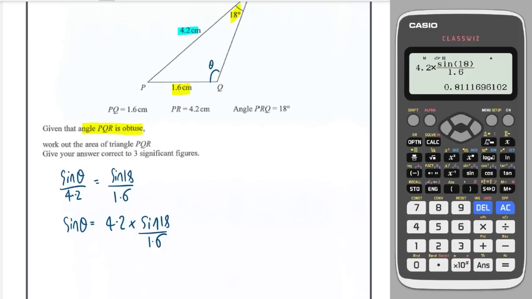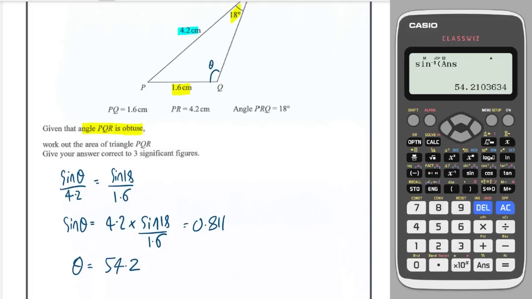This gives me 0.81. And then to find theta, I'll need to do the inverse of sine. And I get 54.2. But that is not an obtuse angle, that is an acute angle.